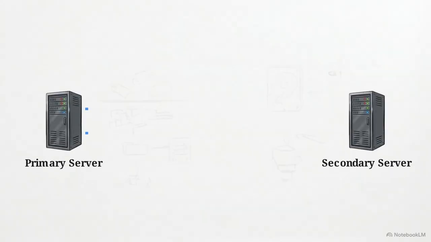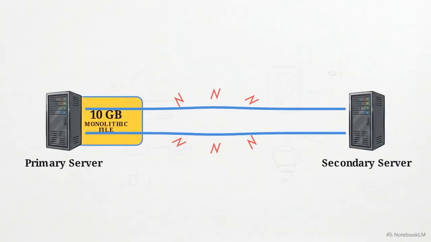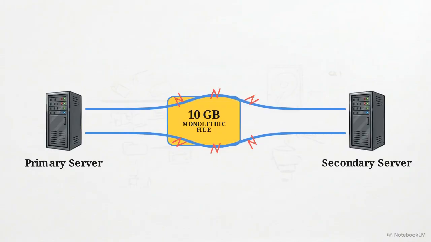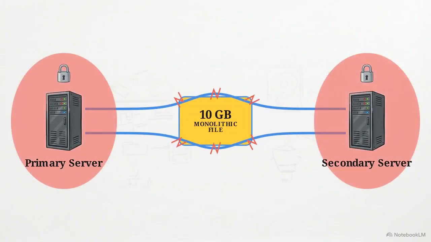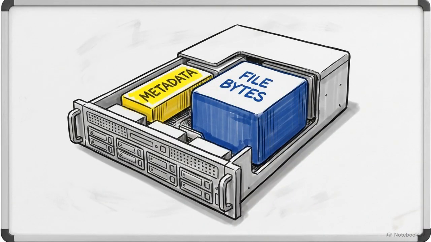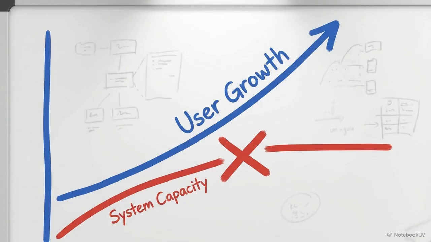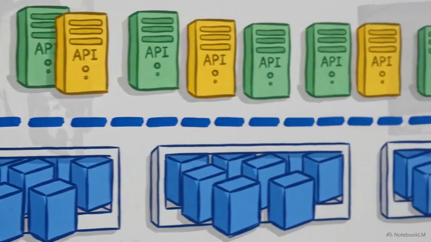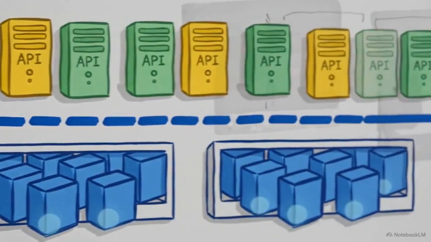Attempting to back up this system by perfectly copying massive monolithic files to secondary servers consumes too much time and bandwidth. The processes are too tightly coupled. As long as the physical file bytes and the file's metadata are bound together on the exact same machine, the architecture cannot safely scale to support millions of users. To achieve true scale, distributed storage architectures execute the great decoupling.